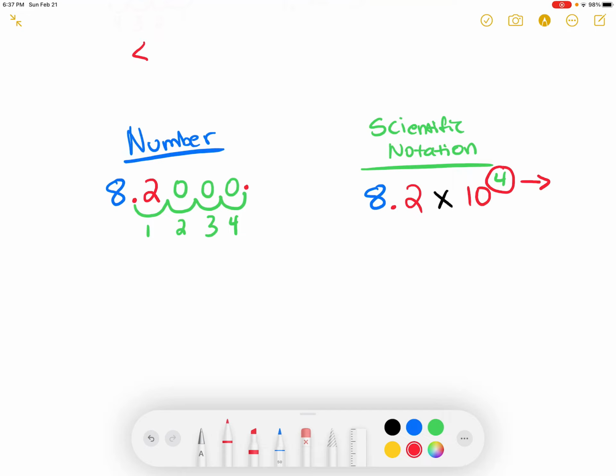I can now rewrite my problem by erasing everything here. And what is the number left over? Well, it's 82000 with a decimal. And so that's the number 82,000 and 00, right? 82,000. That's how you write 8.2 times 10 to the 4th in your common form, okay?